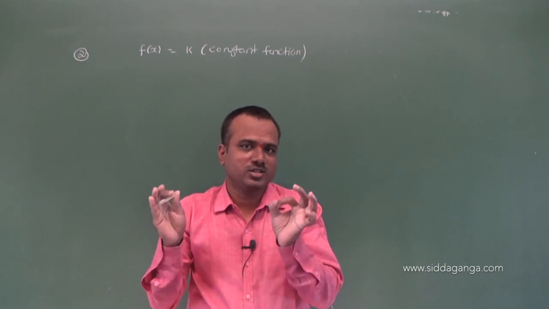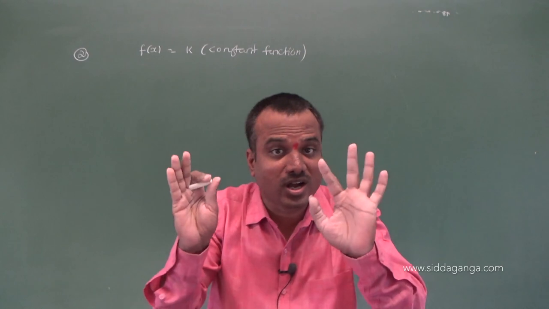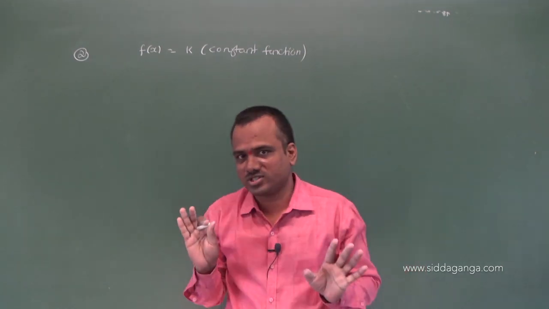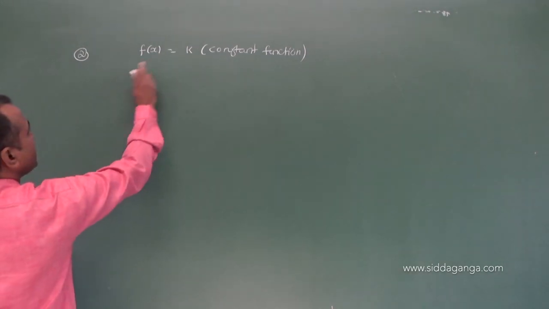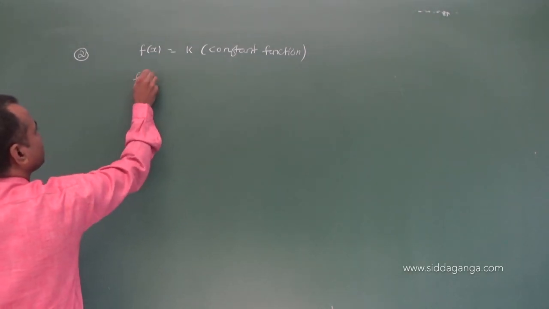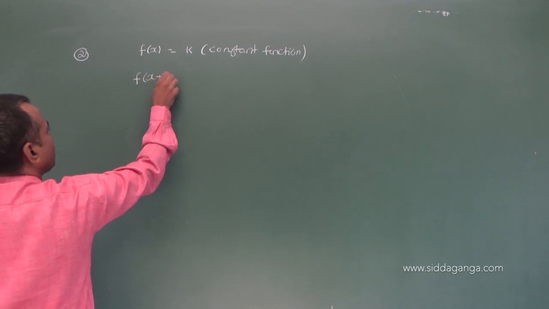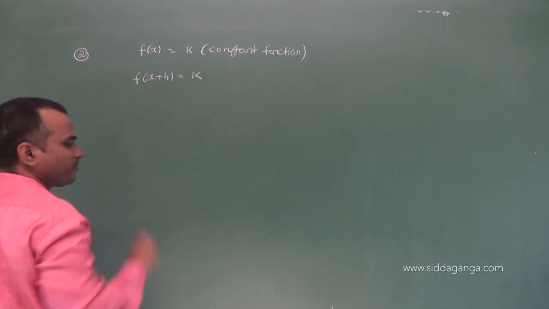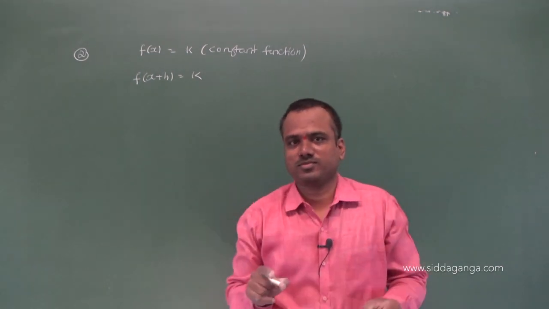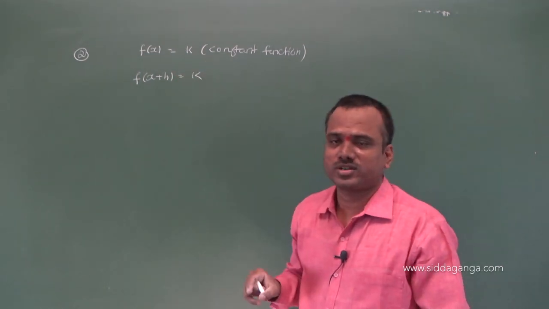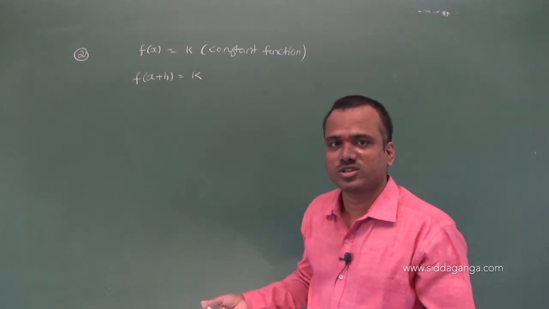Now we are finding what? The derivative of a constant. Understand? The derivative of a constant. So here x is not present, but f of x plus h is also k. Wherever x, put x plus h. But k is only present, so f of x plus h is also k.